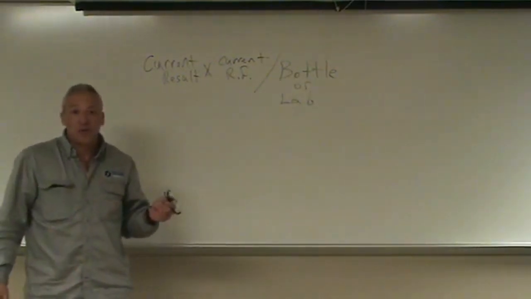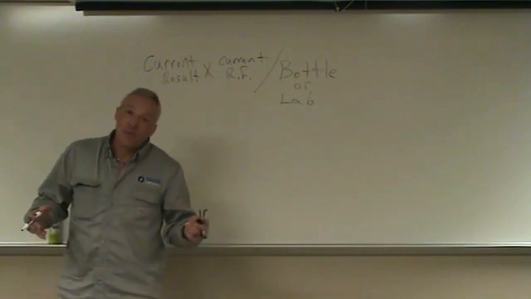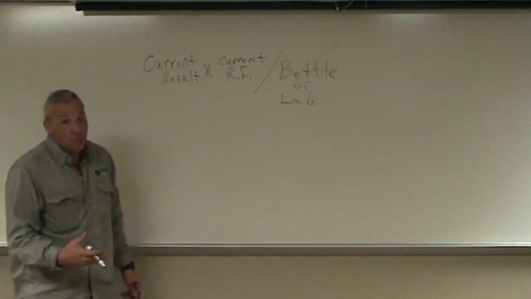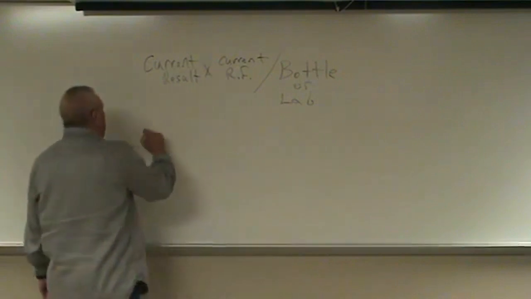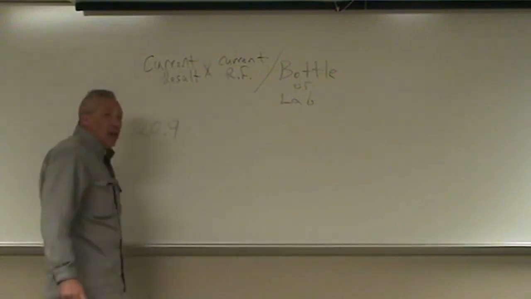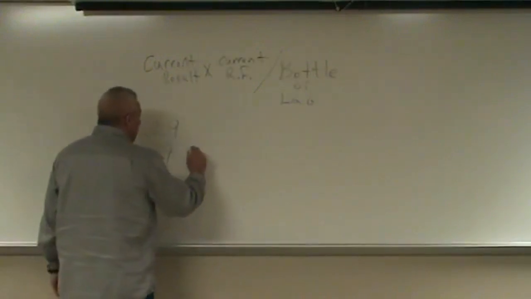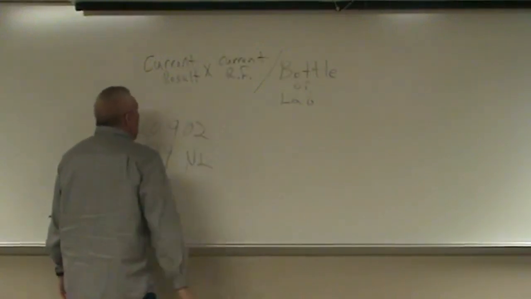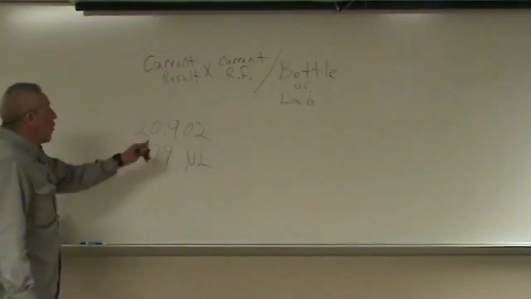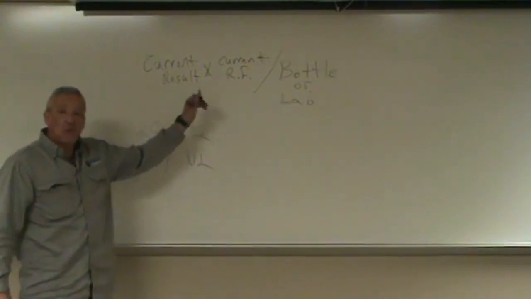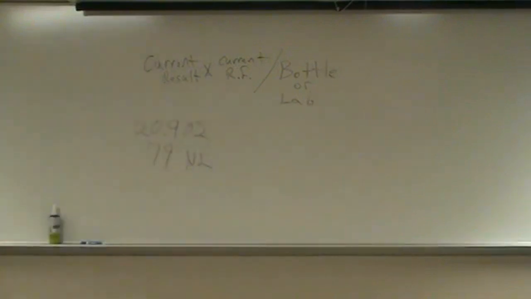So if we hook the bottle up to it, in this case we are going to be doing oxygen nitrogen. So the air we are breathing is 21% oxygen, but we're going to use 20.9 and 79 for our nitrogen. All right, so that is our bottle, that is our lab. Let's go see what our current response factor is.